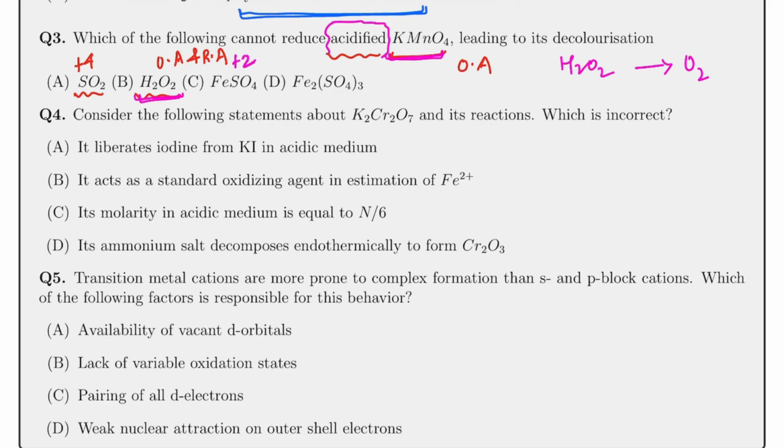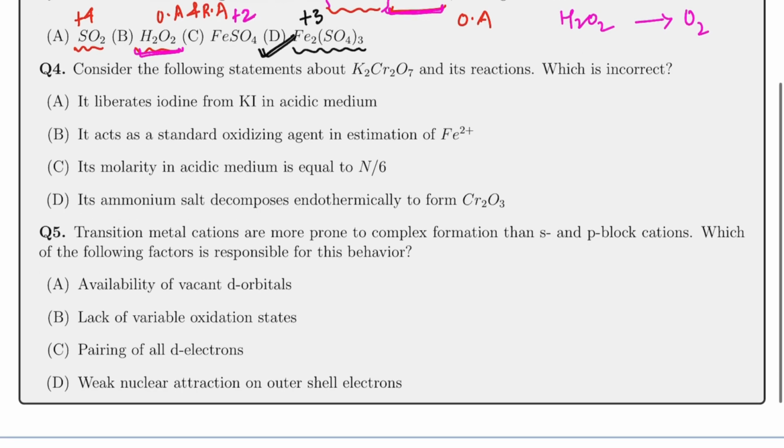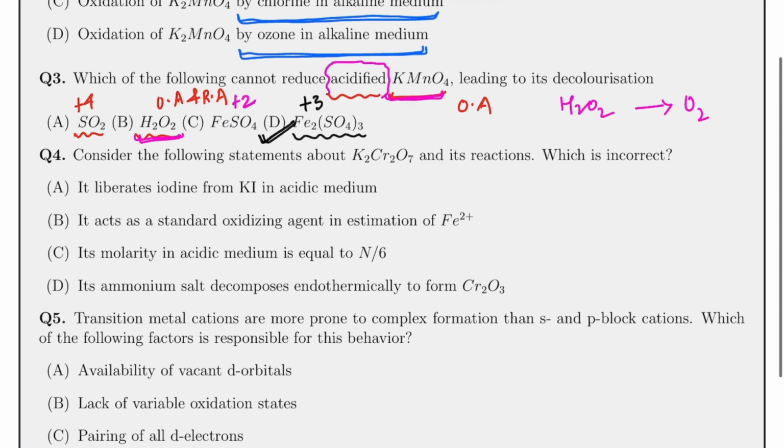It is +2, so it can go to +3. So reaction will be there. But for the fourth one, if I talk about Fe2(SO4)3, then in this case Fe is +3. So further oxidation of Fe won't be there, right? So if it won't be there, which means KMnO4 will not be reacting with Fe2(SO4)3. So the right answer is D. Then it is in accordance with the previous question only, like KMnO4 I have used, right?